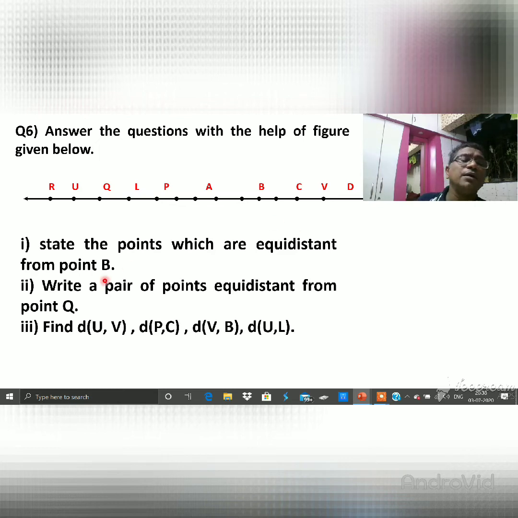ओके. Then write a pair of points equidistant from Q. So you want to write the pair which is equidistant from Q. Q पासून समांतर असलेले. So see, here is the Q. One unit from Q you take, QL. Another 1 unit here. From point Q, equidistant is L, 1 unit go. From point Q, equidistant is U, 1 unit go.